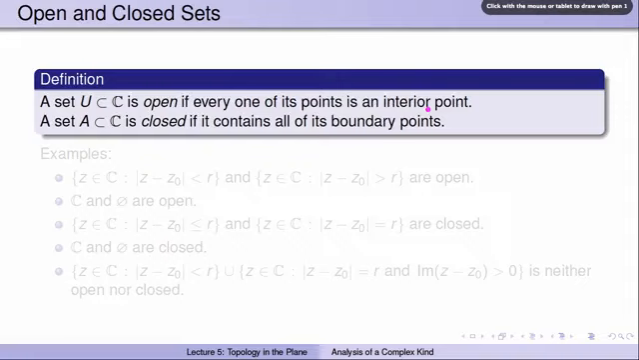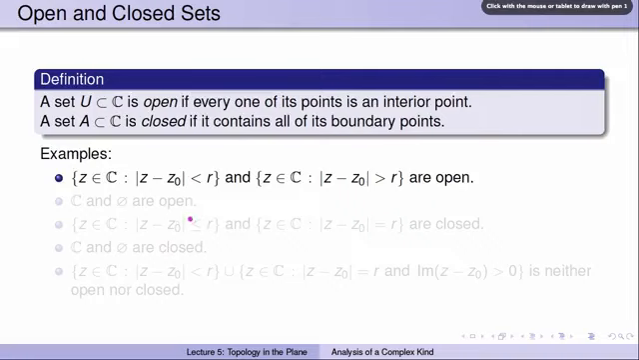We say that a set is open if every one of its points is an interior point. And on the other hand, we say a set is closed if it contains all of its boundary points. So those are actually quite subtle definitions, so we need to look at some examples to understand those a little bit better.